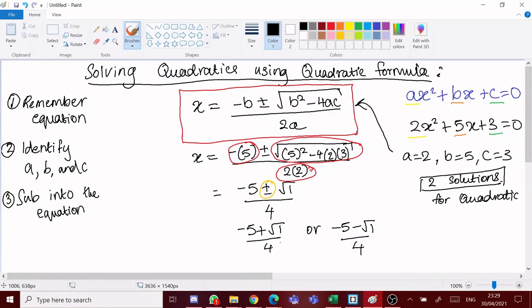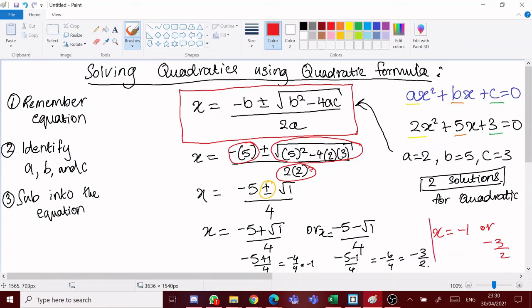So it looks a bit confusing now, but I can simplify this further. So this would be minus 5 plus 1 over 4, and minus 5 minus 1 over 4. So the two answers would be, this becomes minus 4 over 4, which is minus 1. This becomes minus 6 over 4, which is minus 3 over 2. So finally, x is equal to minus 1 or minus 3 over 2. So we are done.